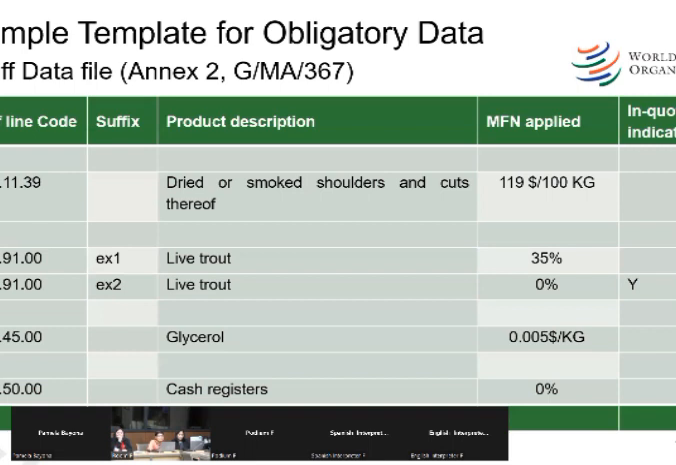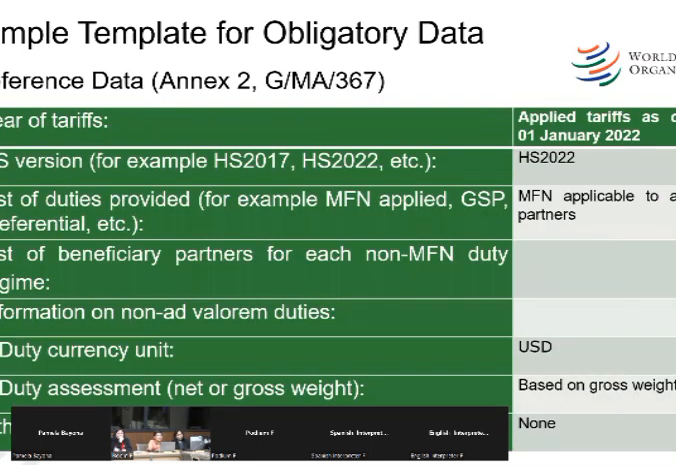So this is a sample template for obligatory data, which means every member should have at least this information in their notification. And then we also need some explanation to the data that you sent us. So in this case, you need to tell us that these are your applied tariffs for 2022.